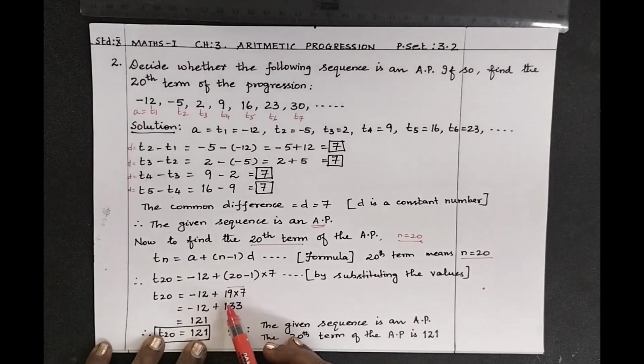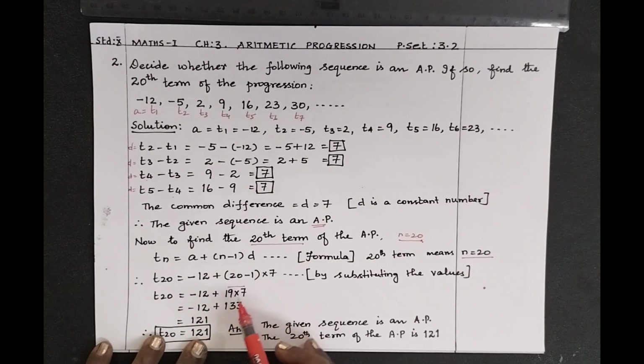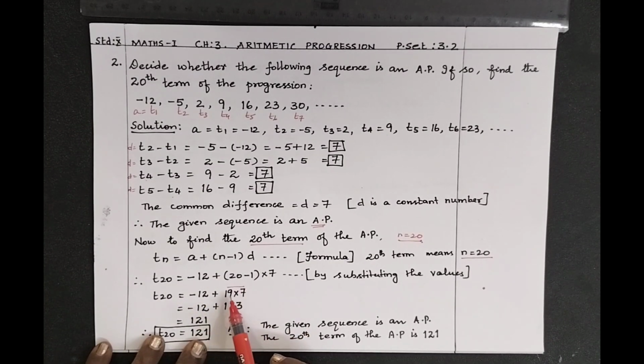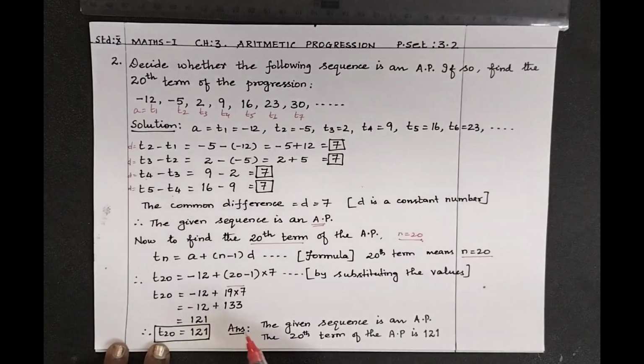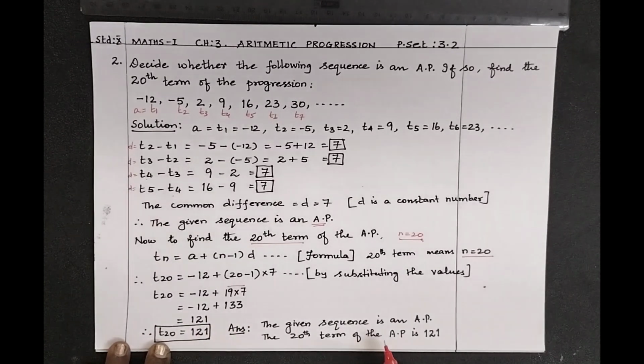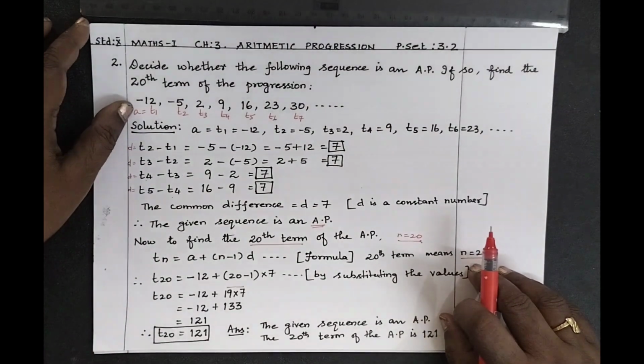So minus 12 plus 19 into 7. We have to multiply this first. Use BODMAS rule. So minus 12 plus 133, which is equal to what? Plus 121. Therefore, the given sequence is an AP. The 20th term of the AP is 121. Now third sum.